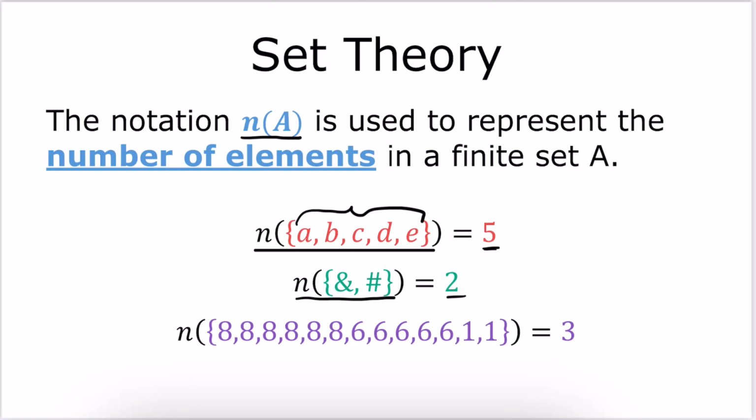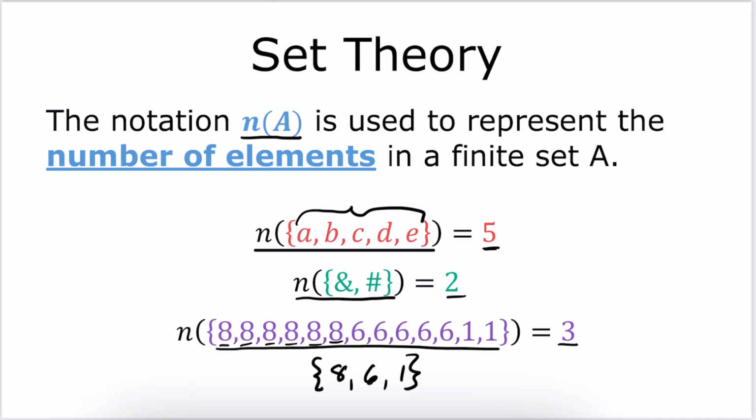And remember that if an element is listed multiple times in a set, it's still just considered to be a single element in the set. And so the number of elements in this set equals 3, because this set could be simplified and written as 8, 6, and 1. Because those are the unique elements in the set, even though they were listed multiple times.